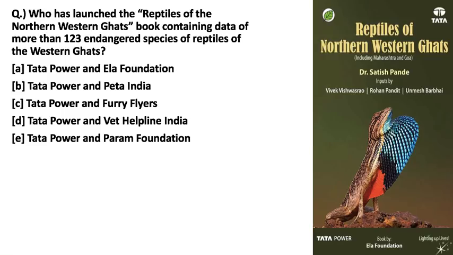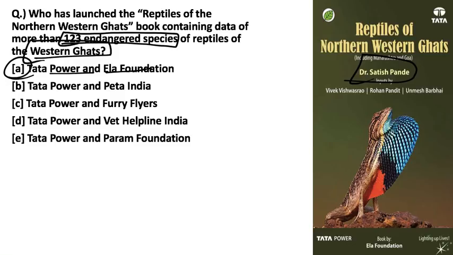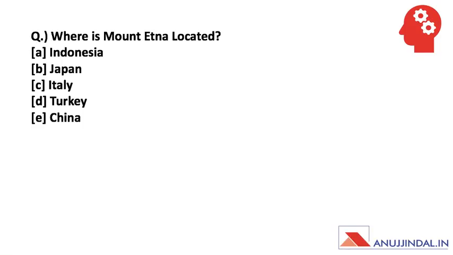Who has launched the Reptiles of Northern Western Ghats book containing data of more than 123 endangered species of reptiles of the Western Ghats? The answer to this question is Tata Power and ELA Foundation. The writer of this book is Dr. Satish Pandey. That's all that's important for this question. Two more questions that could be asked: how many endangered species and which area has been covered by this book? Western Ghats, launched by Tata Power and ELA Foundation, writer Satish Pandey. How many endangered species? 123. That's all.